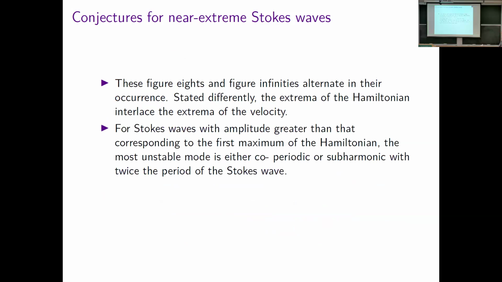Going back to following that one isola drifting off to the right that prompted your question, it looks like the most unstable mode for very large waves is either coperiodic or subharmonic with twice the period. It sounds like the kind of statement that there should be a nice physical explanation for, but I don't have it. I don't understand why twice the period is special in this case.